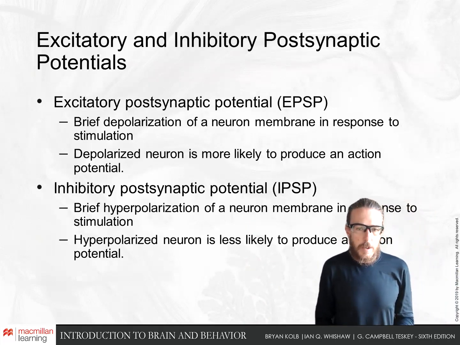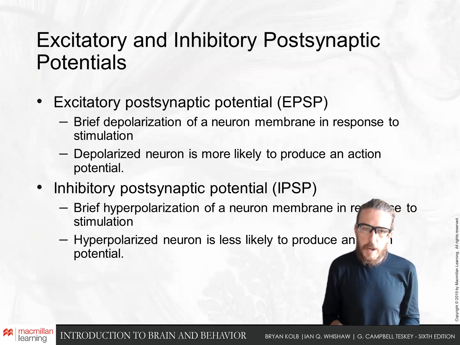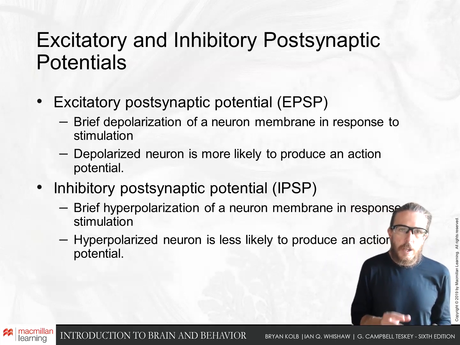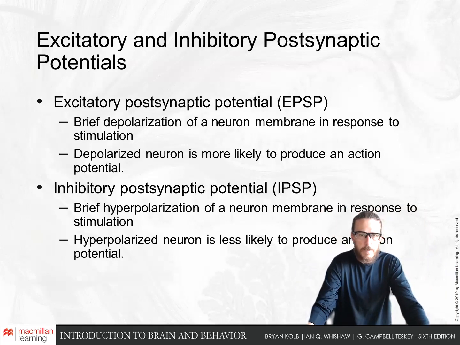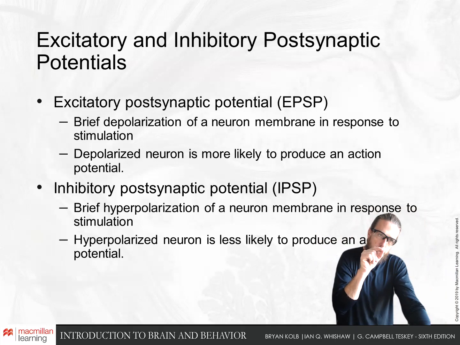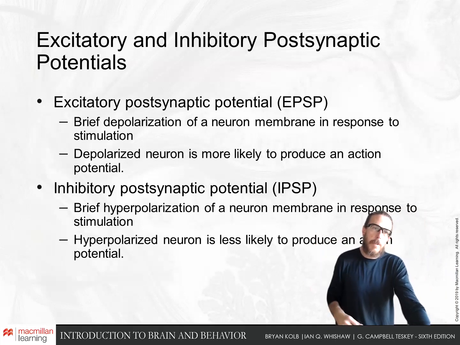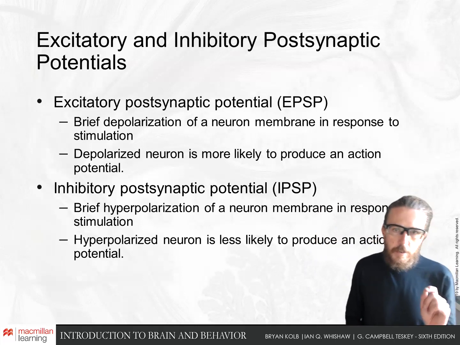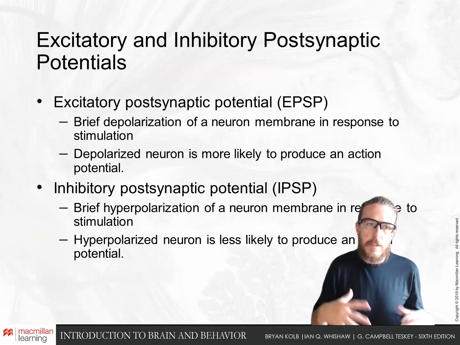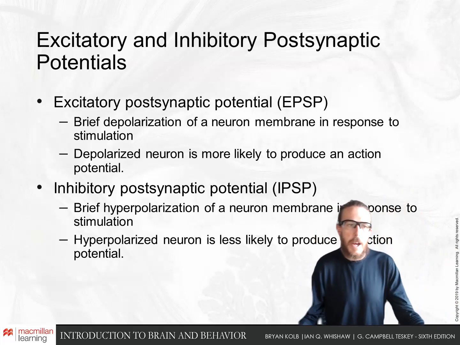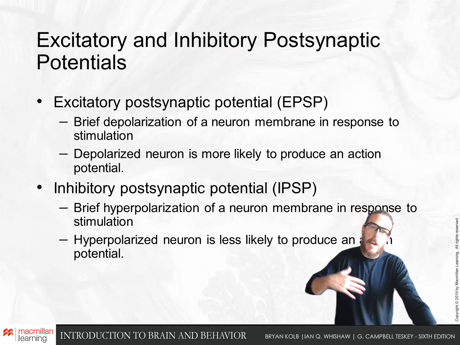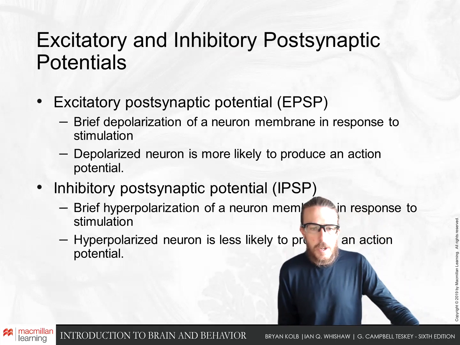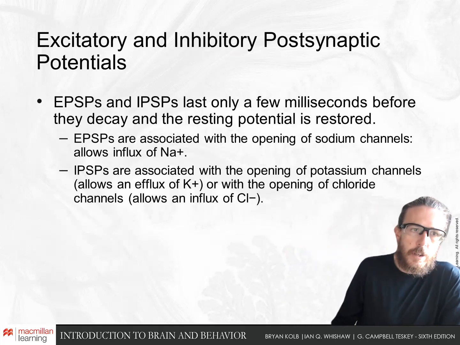So we talked about these excitatory and inhibitory graded potentials, and we can call them excitatory postsynaptic potentials: a brief depolarization of a membrane in response to stimulation. Now that that neuron is more depolarized, it's more likely to fire an action potential. So instead of a small electrical stimulation, you can think of the preceding neuron stimulating that neuron and making it more likely to fire the action potential. You can also have an inhibitory postsynaptic potential, which is the opposite: a brief hyperpolarization in response to stimulation, which makes it less likely to fire an action potential.